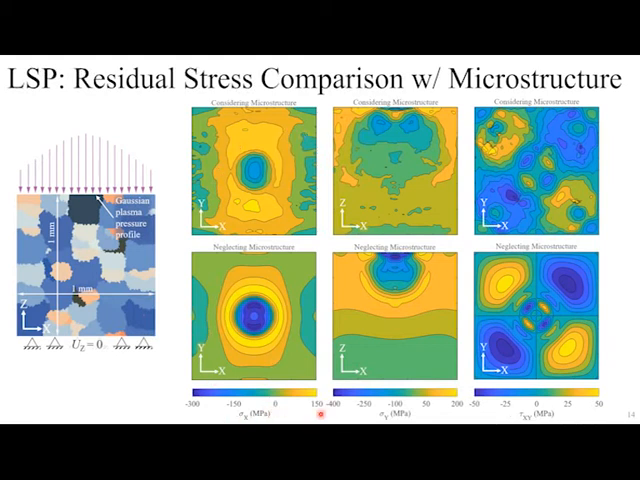The first column is sigma X, the next one is sigma Y, and the next one is tau XY, so shear stress as well. I won't go into the details of exactly where they are, but you can clearly see the difference. So we don't get these beautiful symmetric sort of residual stresses when we include the grain structure. This is, again, going to be extremely important for an additive manufacturing world.